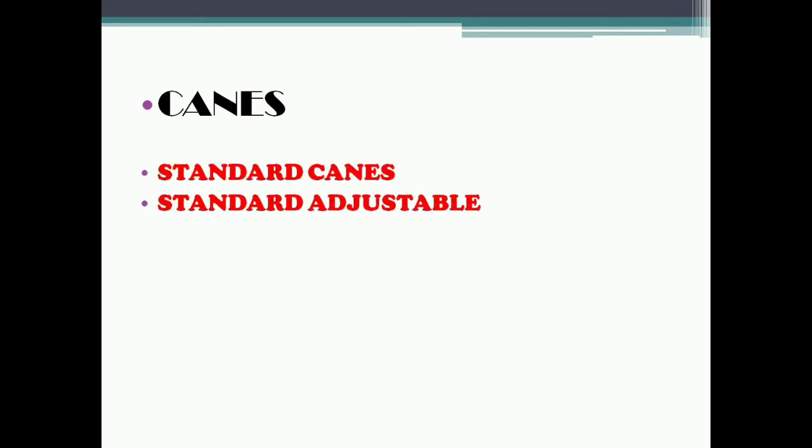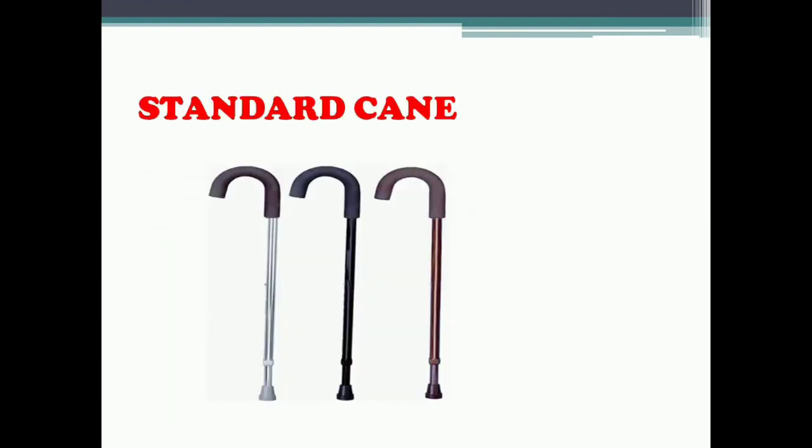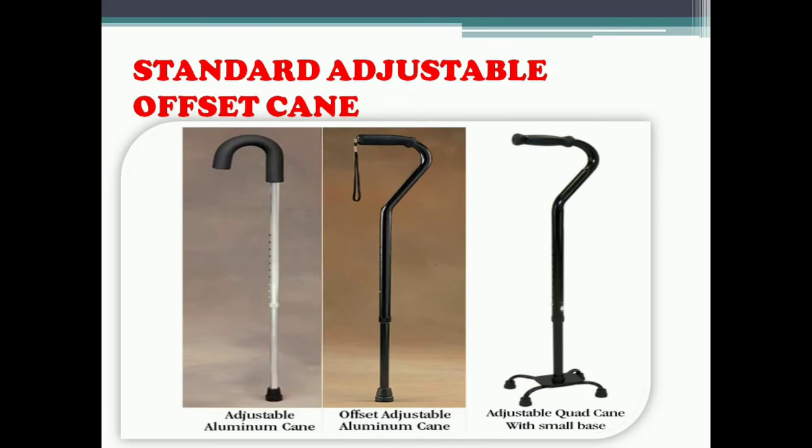Next is canes. Different types of canes are available, like standard cane, standard adjustable cane, standard adjustable offset cane, tripod, and a quadrupod, right? So what is the characteristic of the standard adjustable offset cane? The standard canes are not adjustable according to our height. So this is the characteristic feature of the adjustable cane. We can adjust the length of the cane according to our height.